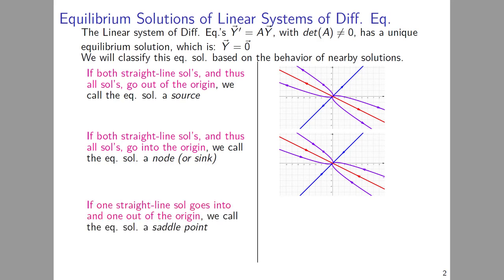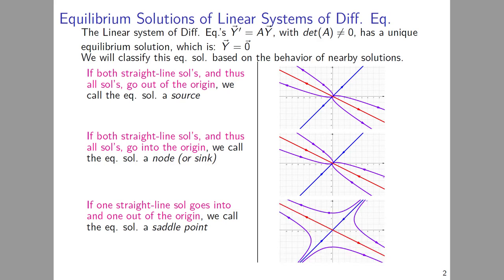And finally, if one straight line solution goes into the origin and one goes out of the origin, we call the equilibrium solution a saddle point, which is the phase portrait we saw in the second example. So notice whether we have a source, a sink, or a saddle point depends on if our straight line solutions are going in or out of the origin.